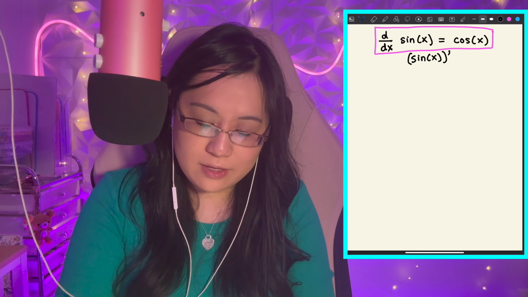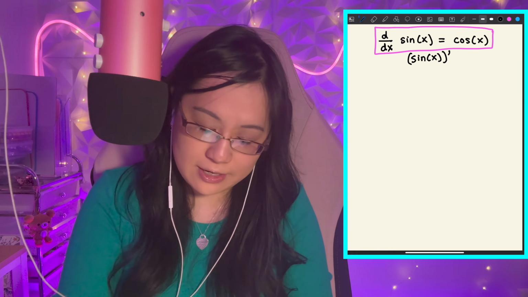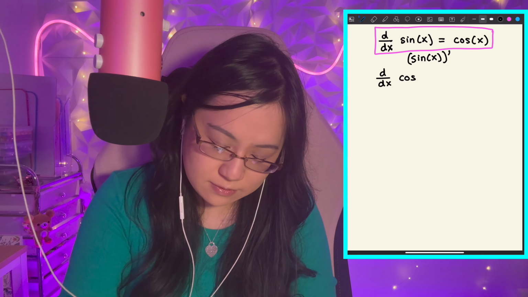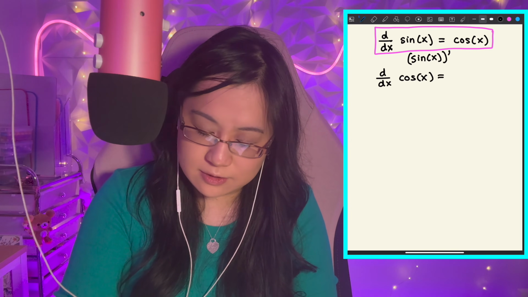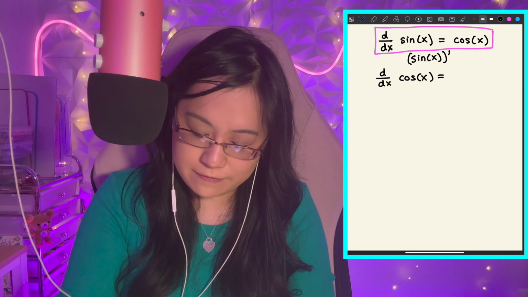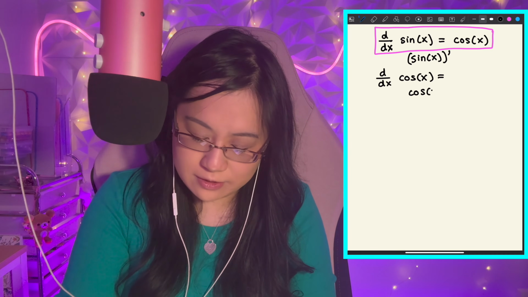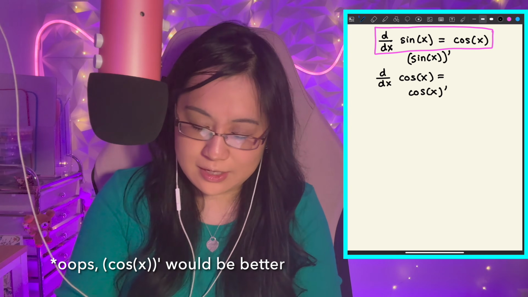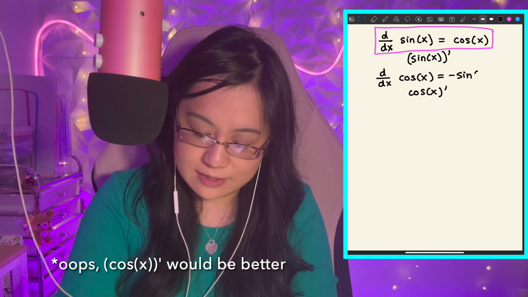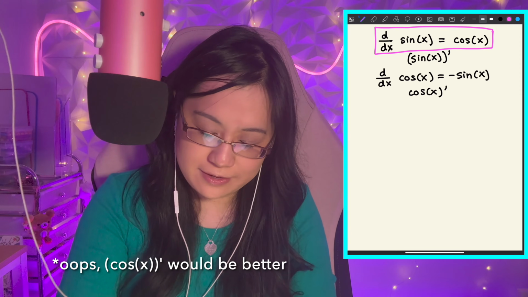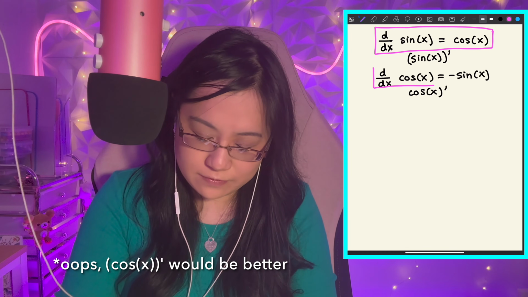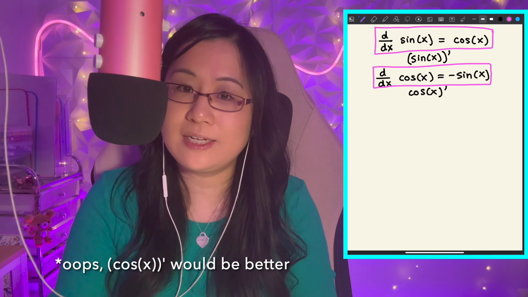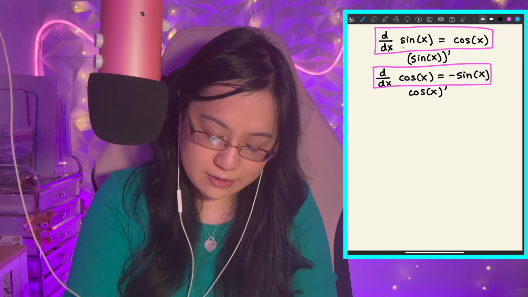Okay, and then the derivative of cosine x is, I'll give you a second to quiz yourself, and I will also write cosine x prime. That would be negative sine x. So the derivative of cosine is negative sine, and the derivative of sine is cosine. Very good.